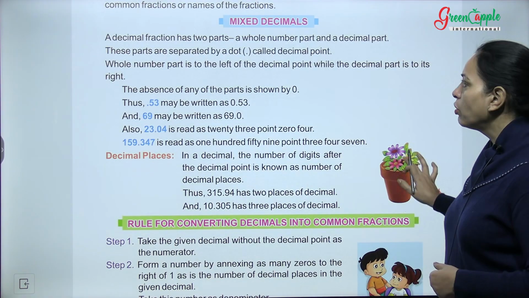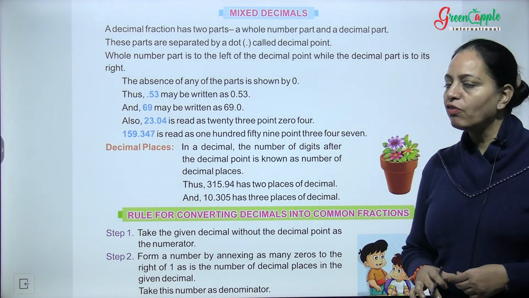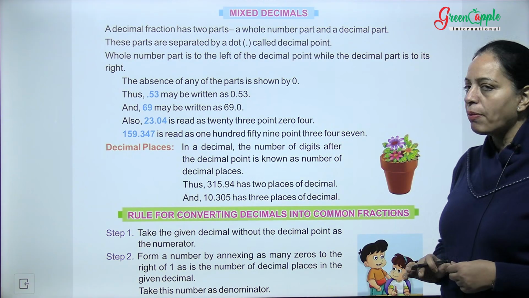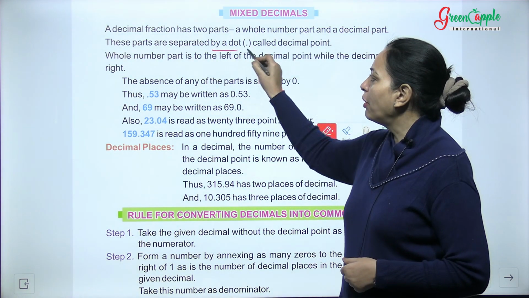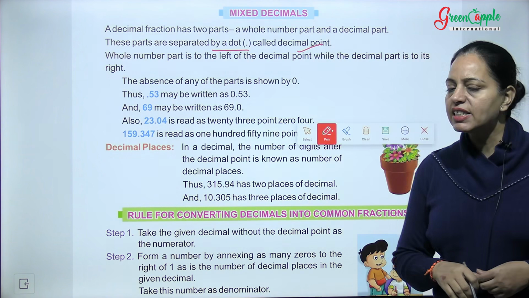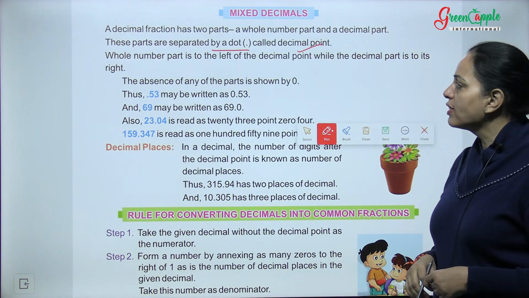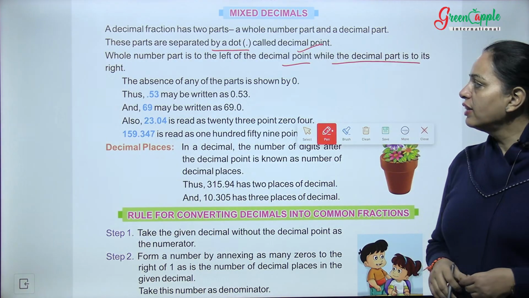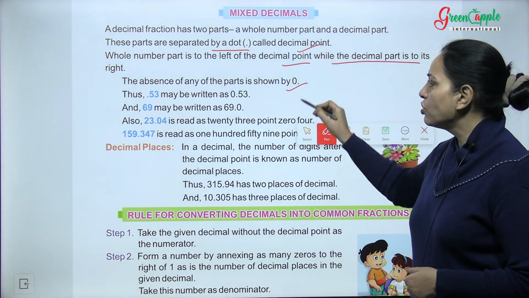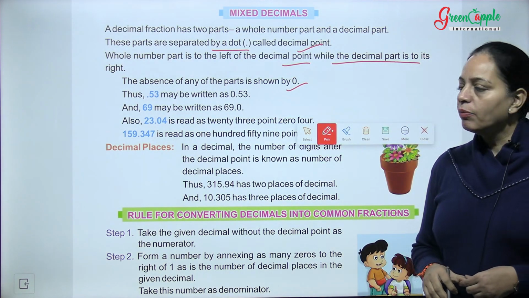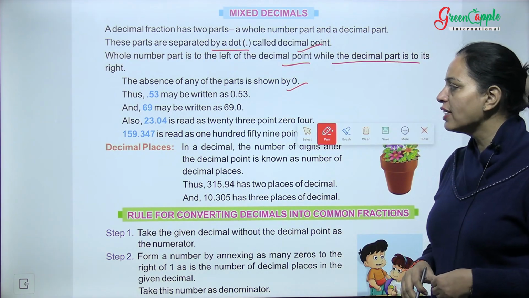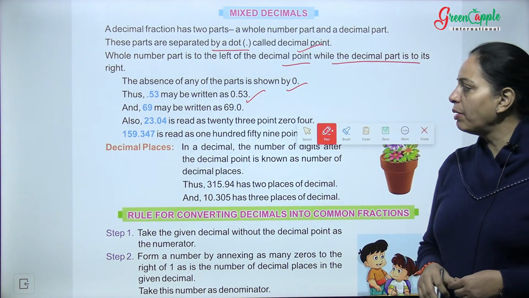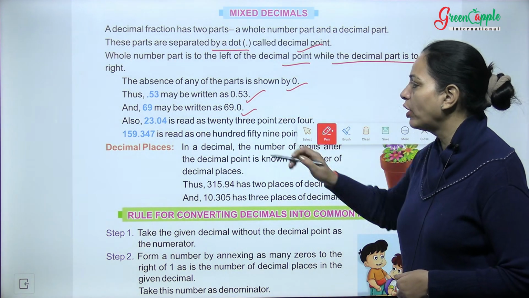Now we are talking about mixed decimals. A decimal fraction has two parts, a whole number part and a decimal part. These parts are separated by a dot, the decimal point. Whole number part is to the left of the decimal point while the decimal part is to the right. The absence of any of the part is shown by 0. Like 0.53 may be written as 0.53. And 69 may be written as 69.0.